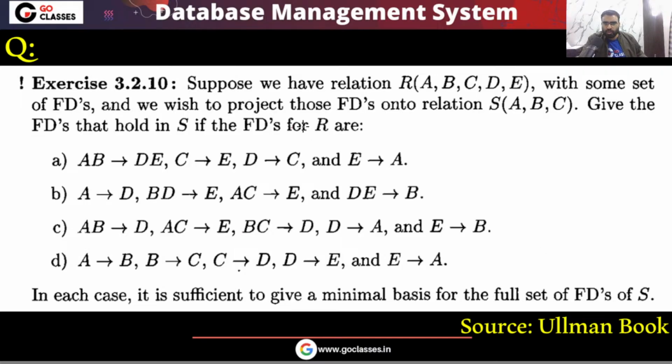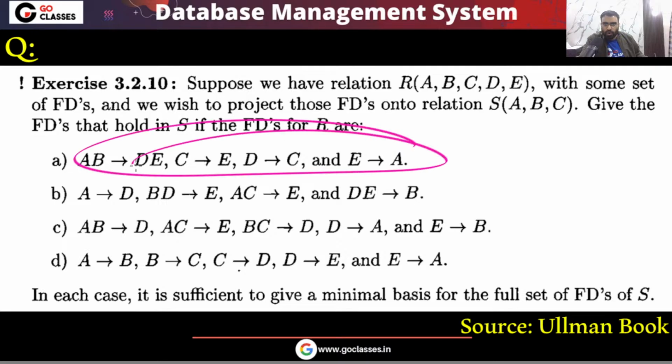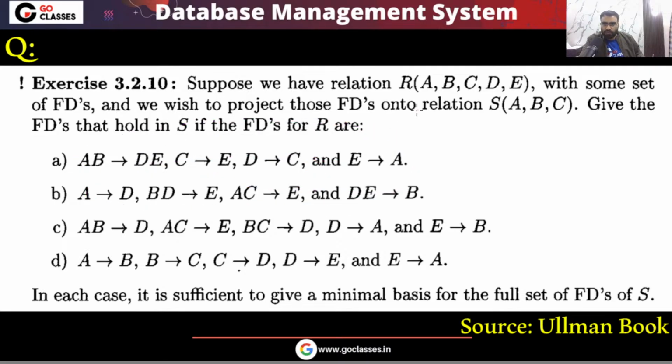Let's solve this Ullman book question. We have a relation R(ABCDE) with a set of functional dependencies. Some set of functional dependencies hold on this relation R. Now we want to project these functional dependencies onto relation S(ABC). Now the question is asking that for all these sets of functional dependencies, you find which functional dependencies will hold on the subrelation S. Basically, among these attributes, which functional dependencies will hold? Okay, I hope you understood the question.